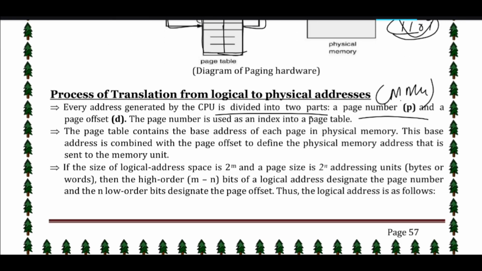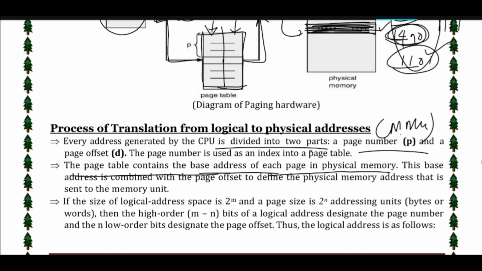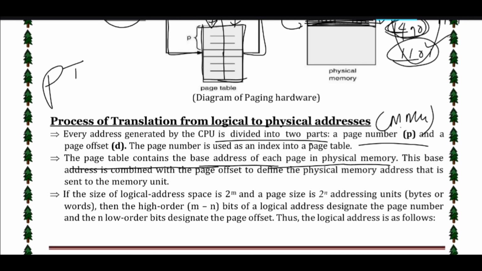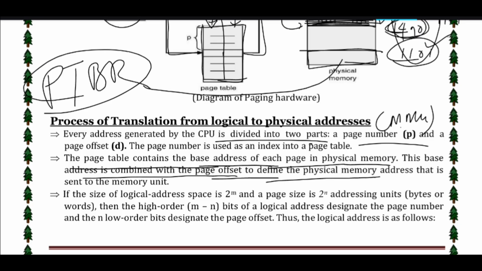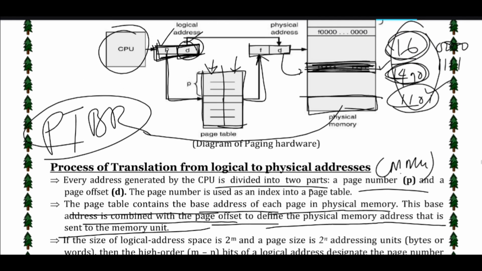Here the page table contains the base address of each page in physical memory. I have already told you about the page table base register. It holds the address of the page table, and the page table is also in main memory. Then this address is combined with the page offset to define the physical memory address that is sent to the memory unit. We are using this to find the instruction number.